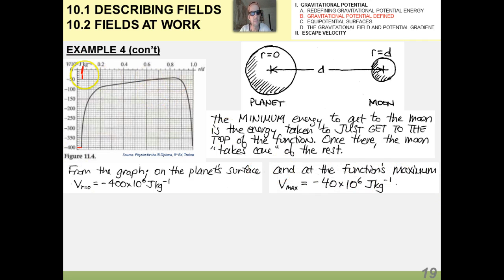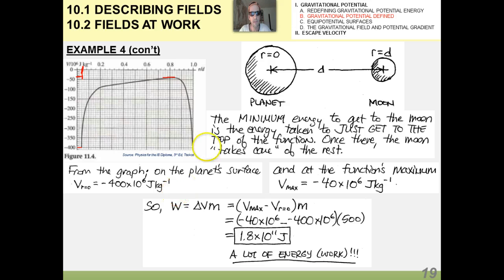At the function's maximum, it looks like it's about, where is that? That comes over here. That's about negative 40 times 10 to the 6. So since work done is delta V times M, that's negative 40 minus negative 400, times 10 to the 6, times 500, which was the mass of the object. And it would take 1.8 times 10 to the 11th joules. That's a lot of energy. It takes a lot of energy to get to the moon. How are you going to get that energy? You're going to have to do a lot of work on your spacecraft. You're going to have to combust a lot of fuel to do that.